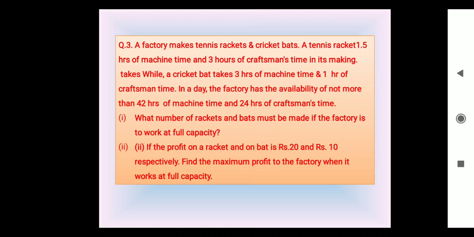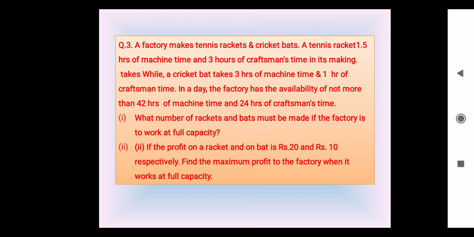And they are also given the availability of the factory on any day. On any day, the factory has availability of not more than 42 hours. The factory works not more than 42 hours on machine time and 24 hours on craftsman time. We have to find what number of rackets and bats must be made if the factory is to work at full capacity. We have to find the number of rackets and bats.